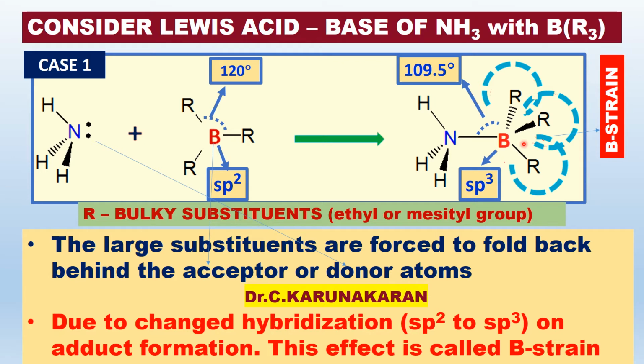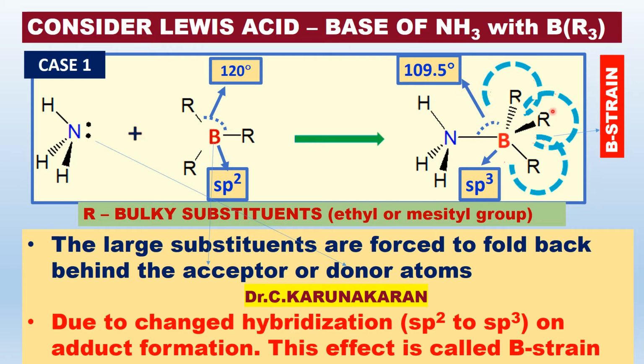Behind the acceptor atom, because of changed hybridization from sp2 to sp3. In the adduct, the boron is present in sp3 hybridization. Therefore, tetrahedral geometry, the bond angle is 109.5 degrees. So the bond angle is considerably decreased.